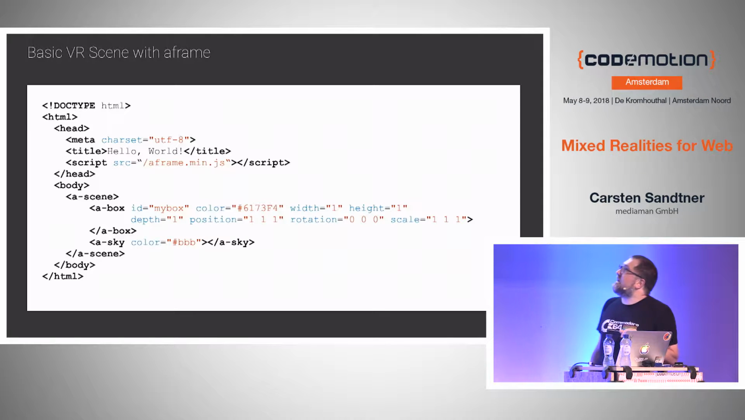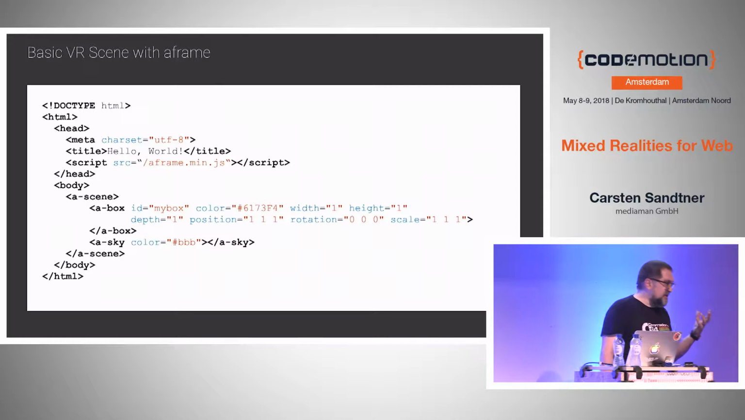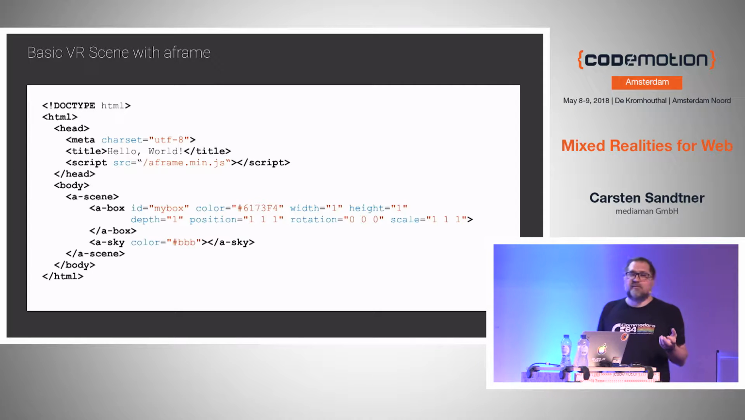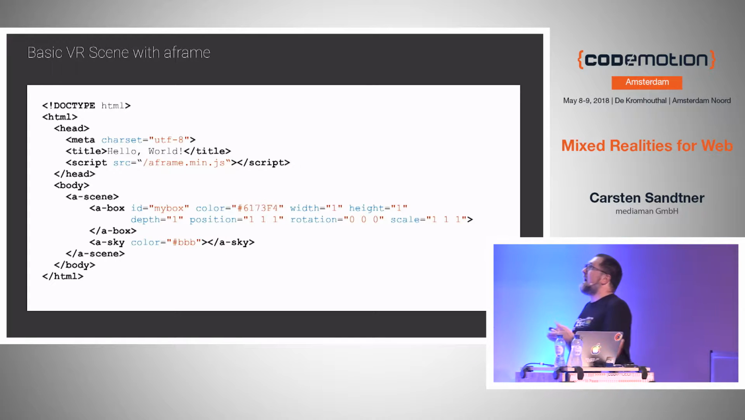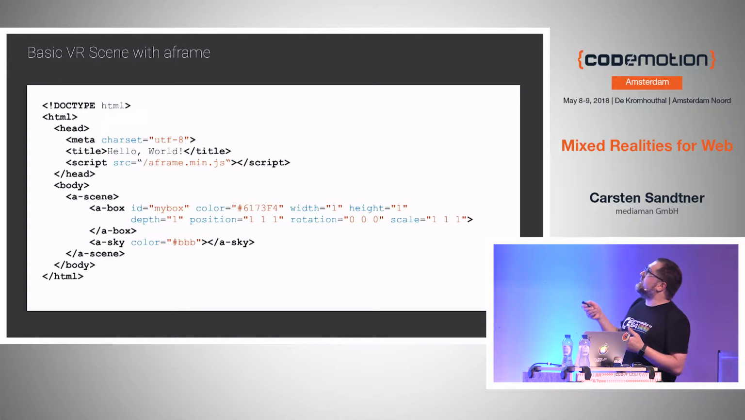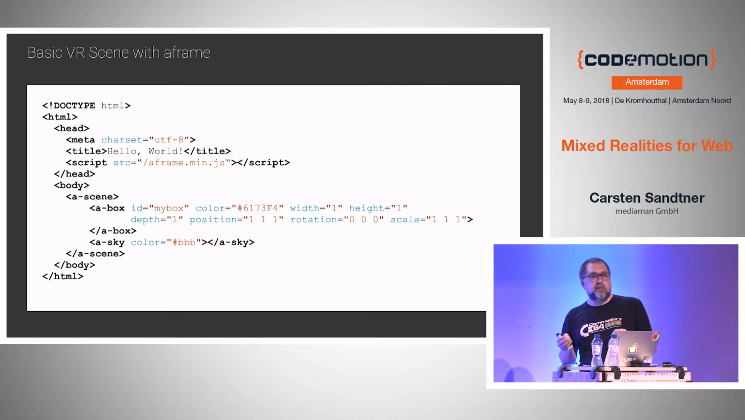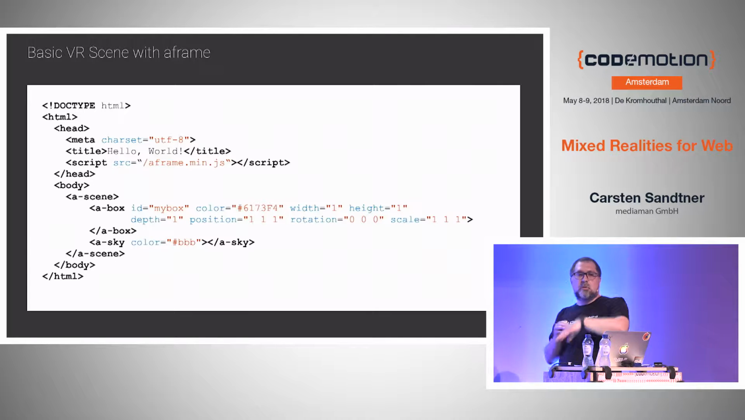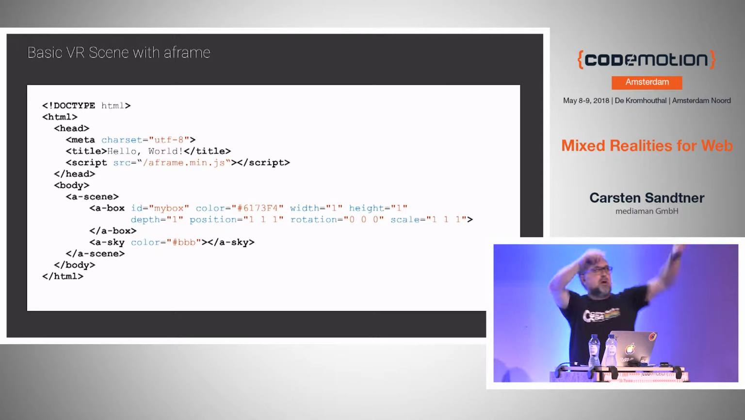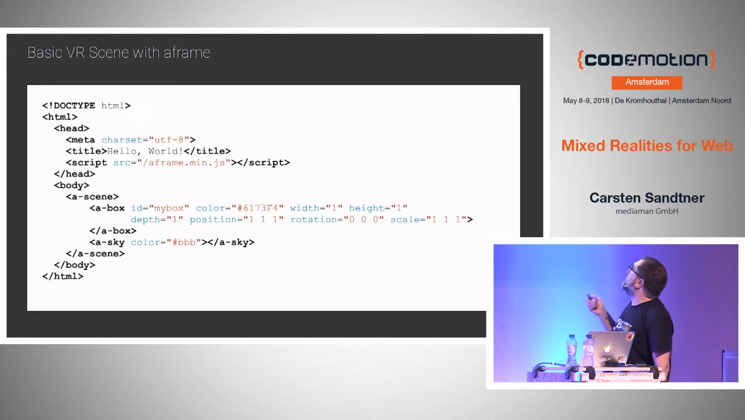So what does A-Frame do? A-Frame uses something like web components to create new component tags, which describe a scene. It's declarative. So you're describing your VR scene declaratively. You have a scene. In your scene, you have a box with an ID. The color, width, height, 1 means 1 meter in 3D units. And the position is 1 1 1, means 1x, 1y, 1z, so something like that. And rotation is 0, scale 1 1 1.